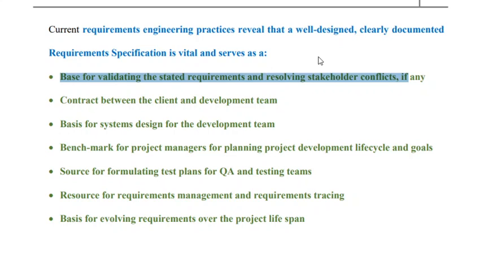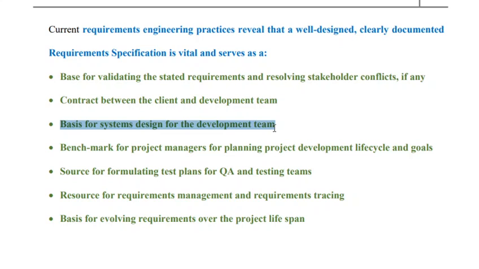If the customer has a contradicting argument, we can take the document as a basis for resolving the conflict, since this was an agreed-upon set of requirements before the onset of the development, right? It may be used for resolving stakeholders' conflicts as well. It acts as a contract between the development team and the client. So this is very much true. Your software requirement specification document acts as a contract between the client and the development team. It acts as a basis for system design for the development team. Very true.